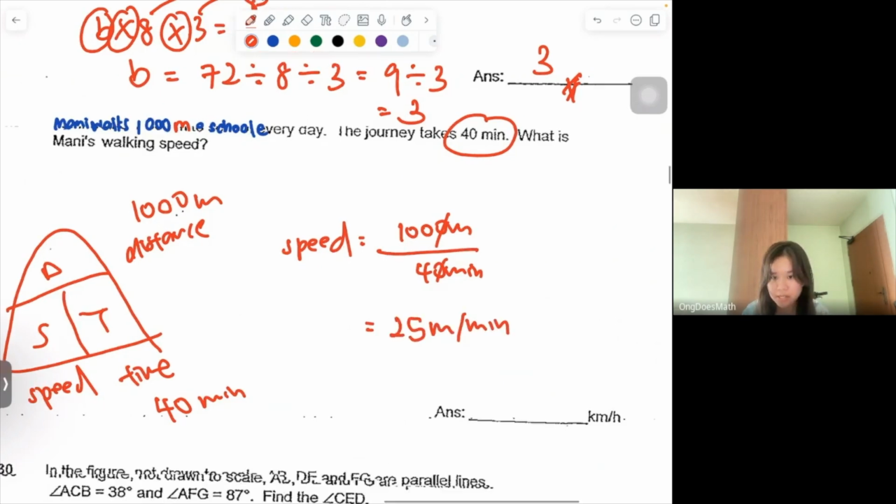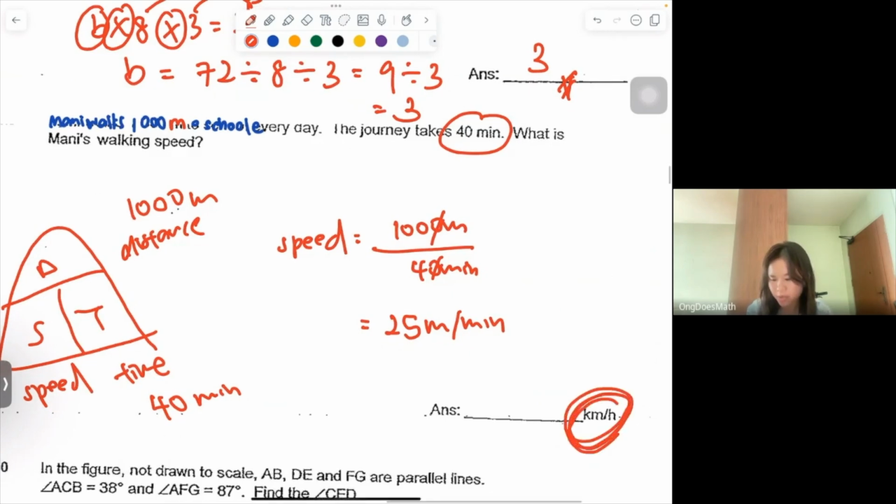This question is a bit harder because the question wants you to express it as kilometer per hour, which means both meter and minute have to change, and we have to do it step by step. So before we do it, you have to understand what speed means. 25 meters per minute actually means that for every 1 minute, Mani can walk 25 meters.